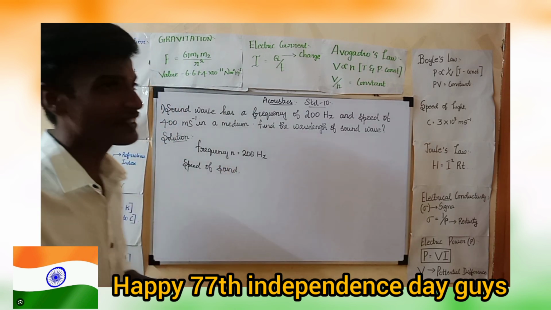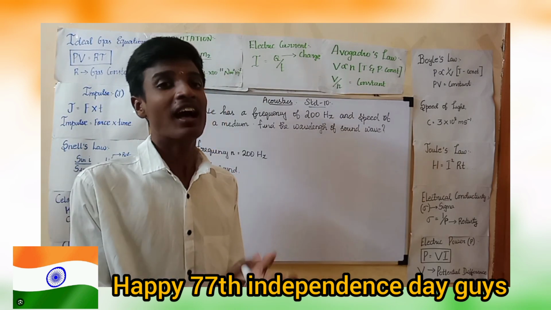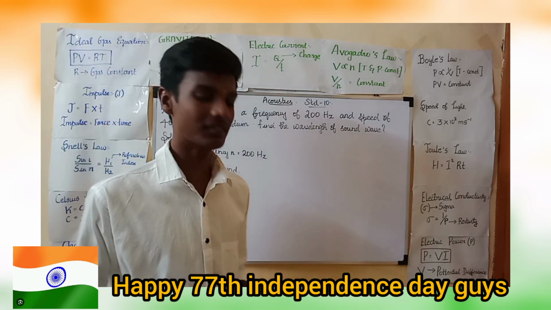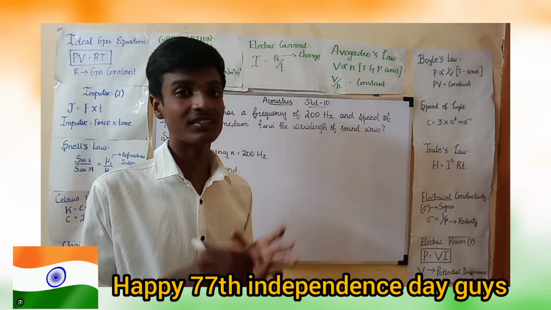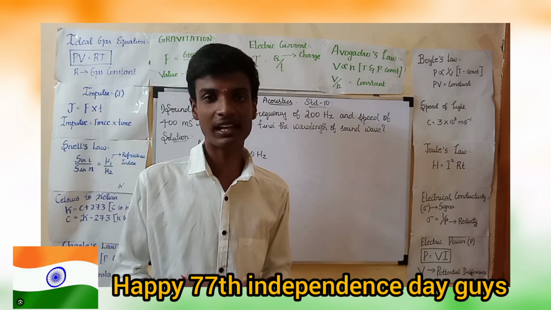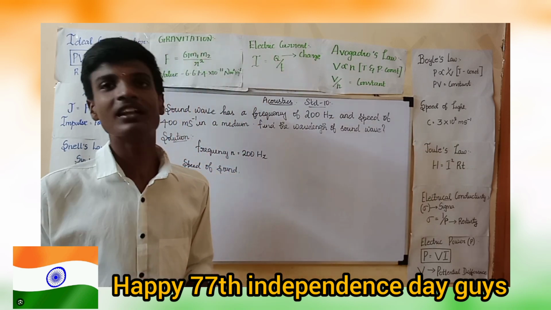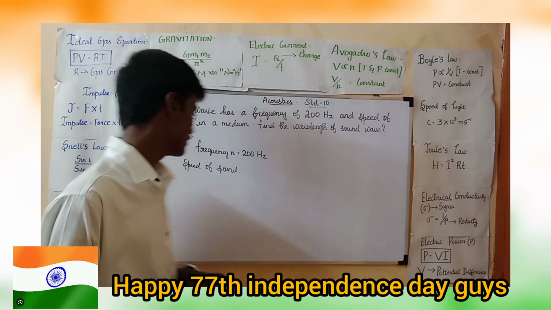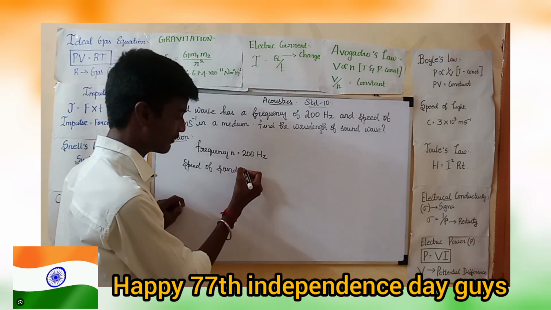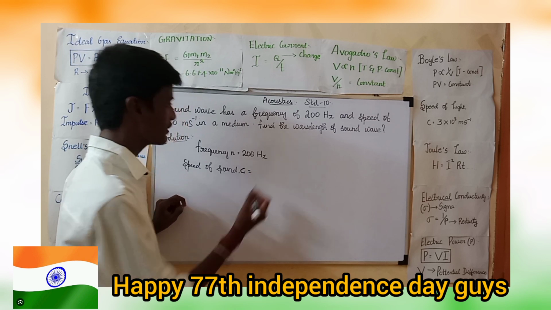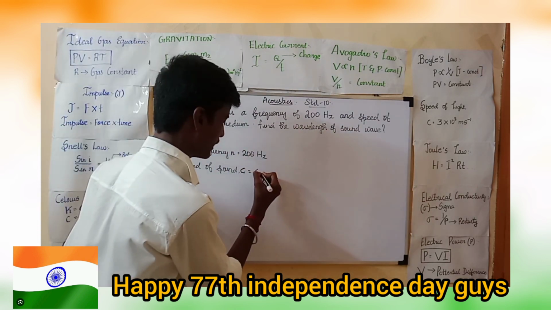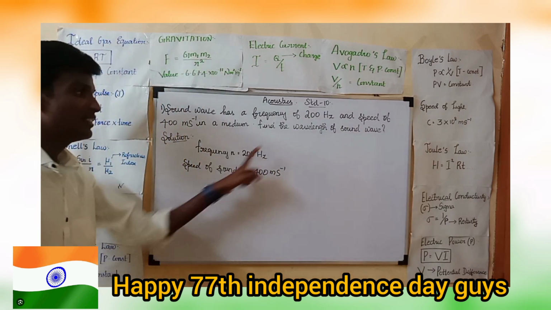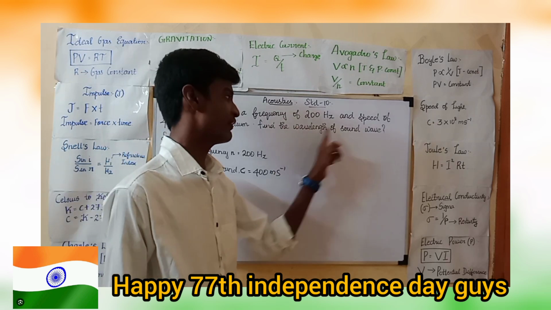Usually when we denote the speed of light or sound, or the speed of something, we must use the letter C, because C is a scientific symbol introduced for the speed of light. So whenever you are using the speed of anything, we must include the C. So speed of sound is otherwise known as C, which is equal to 400 meter second inverse. Then they are asking us to find the wavelength of the sound wave.